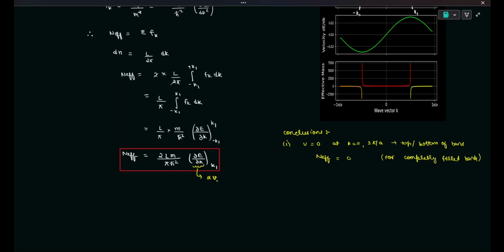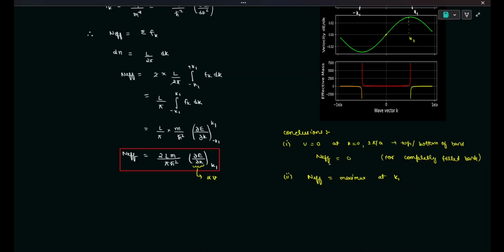Now if you see the velocity of this electron inside the periodic potential, it is increasing from the bottom of this band to a maximum value here at the inflection point k1, and after that it is decreasing. So the effective number of electrons is maximum at the inflection point, that is at k1. So therefore the band is filled up completely at the point of inflection.